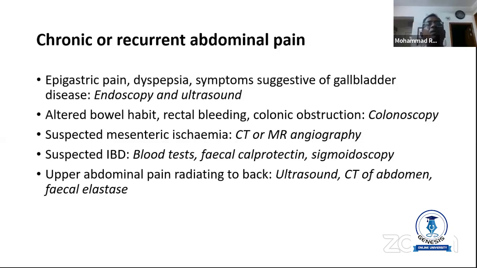In case of altered bowel habit or rectal bleeding, go for colonoscopy. For suspected mesenteric ischemia, go for CT or MR angiography. In case of suspected IBD, check colonoscopy or sigmoidoscopy and fecal calprotectin test. In case of upper abdominal pain radiating to the back, do ultrasonogram and CT abdomen.